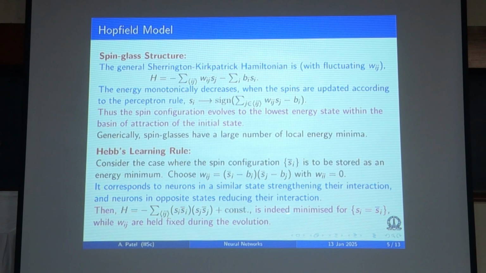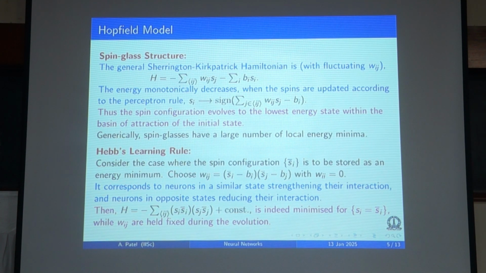And you can immediately see that this quantity is minimum when Si is equal to Si bar, because this thing gets squared and it is equal to 1, and there is a negative sign in front. And there is nothing more you can do to make it more negative. And so you choose this Wij, hold them fixed during the evolution, and then this memory gets stored at the minimum of the basin of attraction.